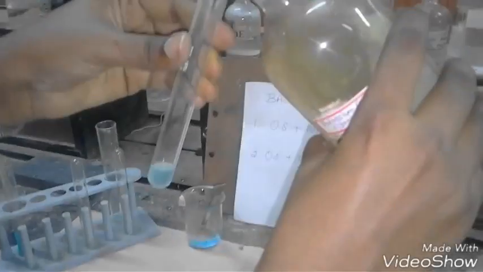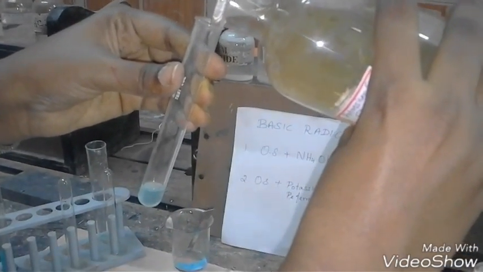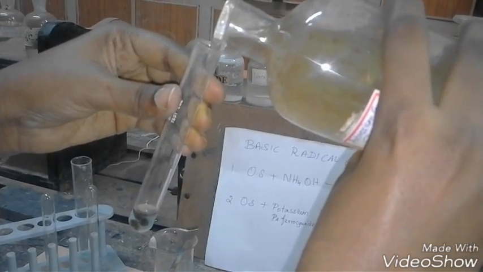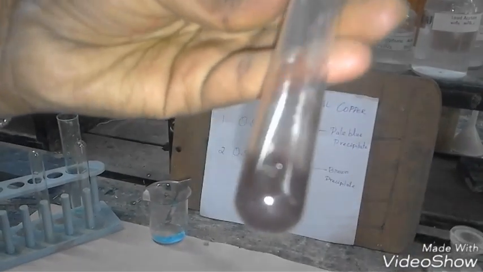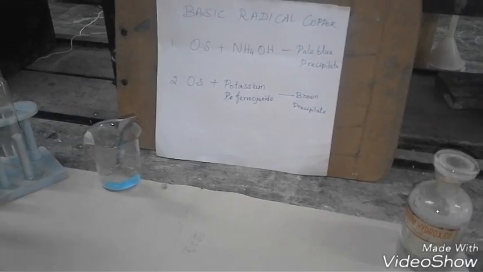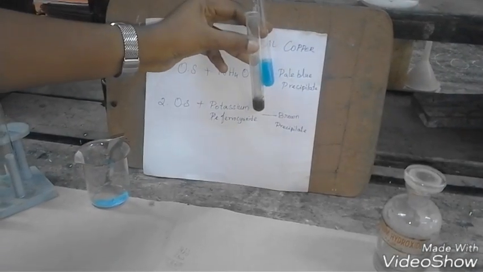Original solution plus potassium ferrocyanide gives a brown precipitate. A few drops of potassium ferrocyanide result in a brown precipitate. This indicates the presence of copper is confirmed. This brown precipitate indicates the presence of copper, and the pale blue precipitate also indicates the presence of copper.